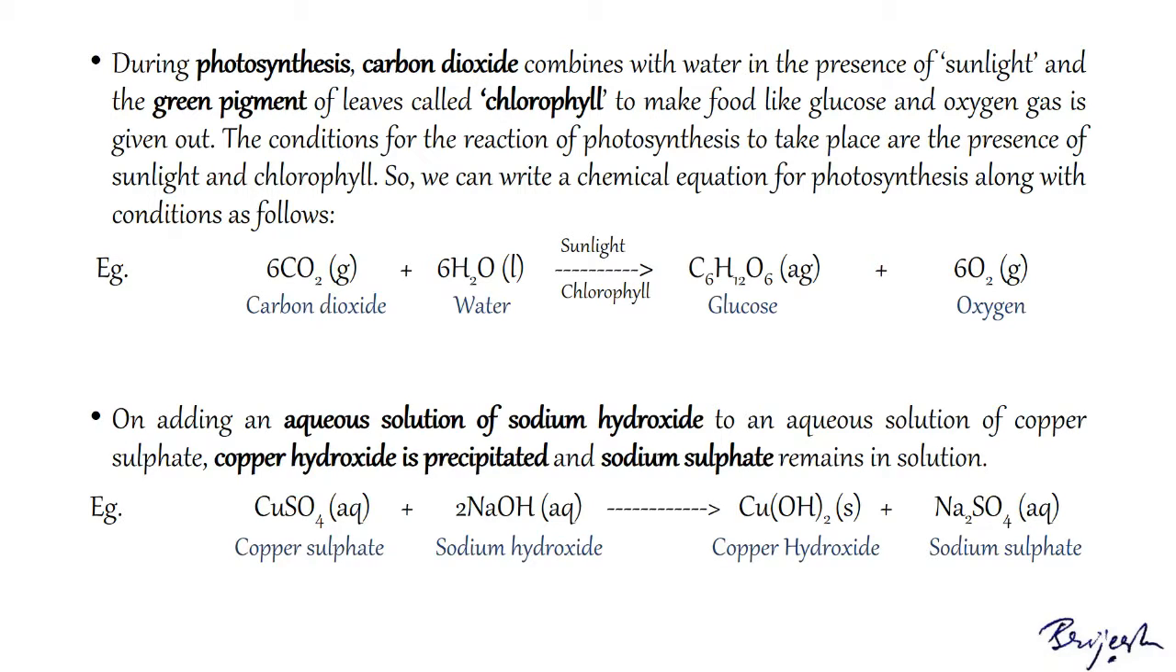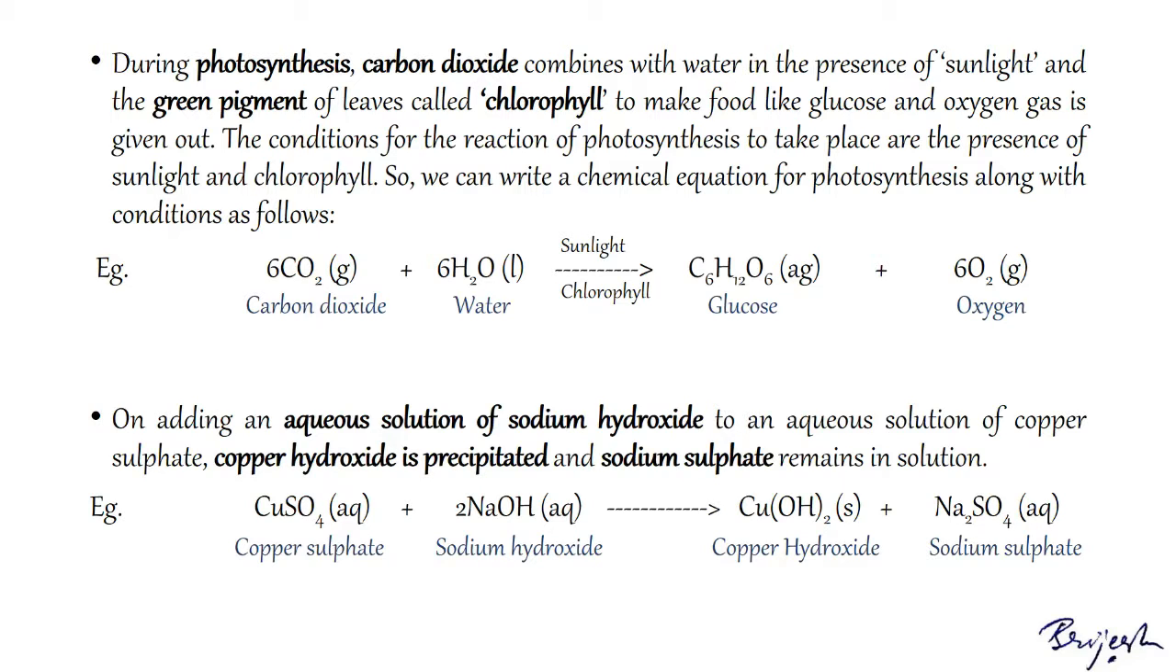Let us understand some more examples. When methane burns in oxygen to form carbon dioxide and water, a lot of heat is produced. So this is an exothermic reaction. So the reaction is CH4 plus 2O2 gives CO2 plus 2H2O.